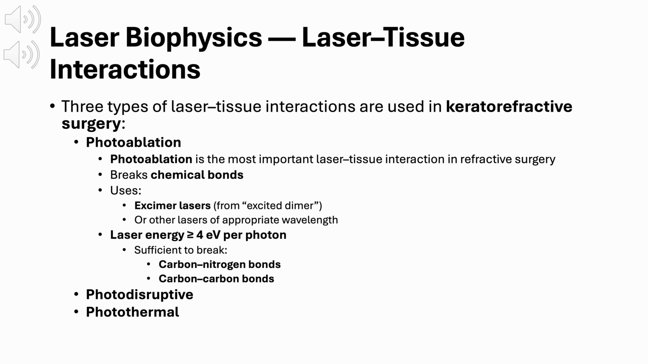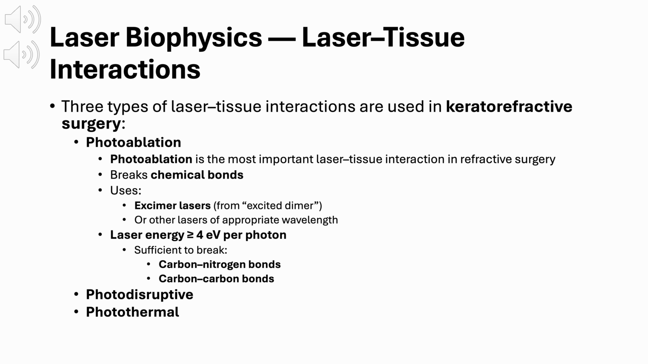Now we're going to shift into laser biophysics, specifically how lasers interact with tissue in keratorefractive surgery. There are three major categories of laser tissue interactions that are relevant here: photoablation, photodisruption, and photothermal effects. Among these, photoablation is by far the most important for corneal refractive surgery. Photoablation works at the molecular level. Instead of heating tissue, the laser delivers high-energy photons that directly break chemical bonds within the corneal stroma. This allows tissue to be removed in an extremely precise, controlled manner with minimal collateral damage.